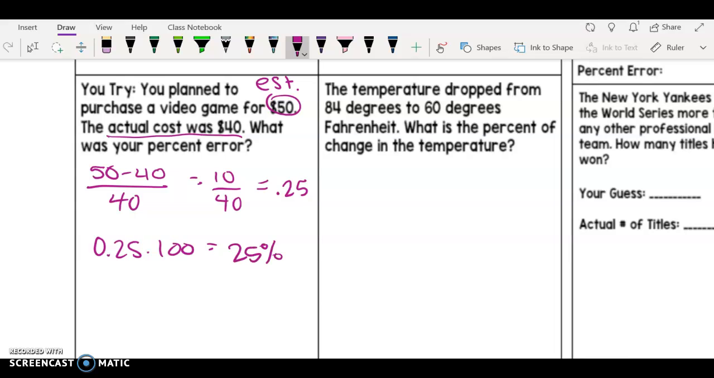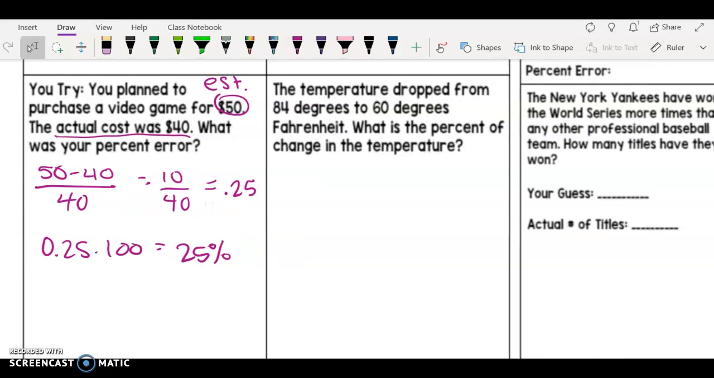25%. Typically, we'd like our error to be small because that means we are only off by a little bit. So typically, whenever we are finding percent error, we want this number to be a lot smaller than 25%. But when you're just guessing for a video game and what the price would be, the percent error being a little bit more is not that big of a deal.